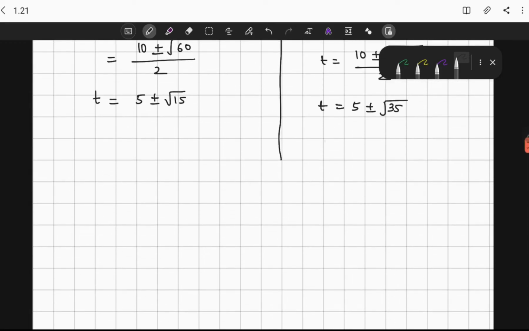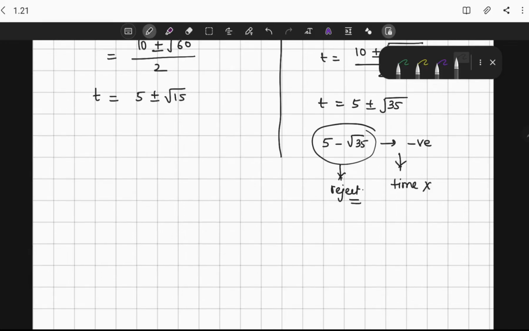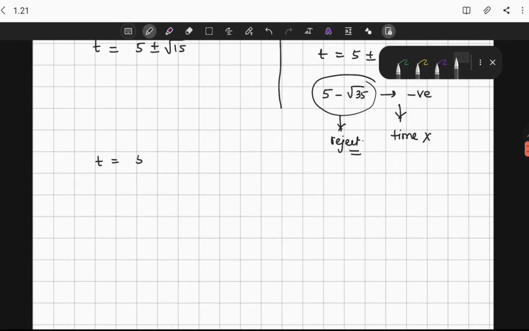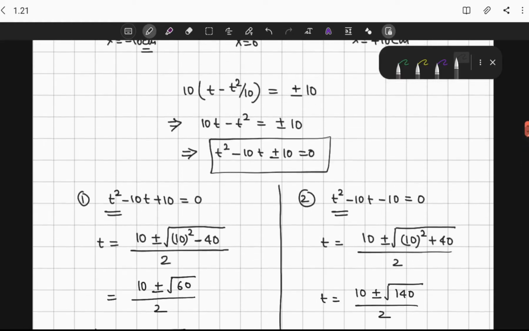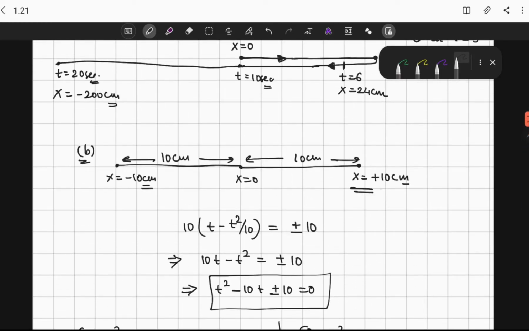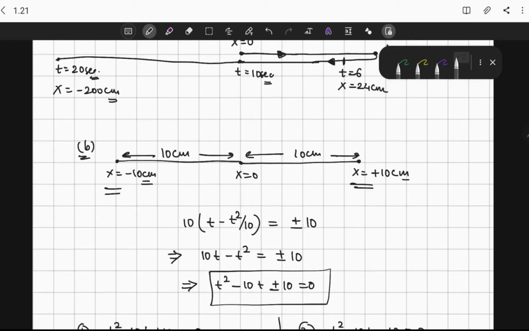And if we carefully look here, the value 5 minus root 35 is a negative quantity, and time cannot be negative. So we will reject this particular value. Now we have three values of time, that is t is equal to 5 plus root 15, 5 minus root 15 and 5 plus root 35. So these are the time instants at which the particle will be either at the position of x is equal to plus 10 centimeter or x is equal to minus 10 centimeter, or we can say that it is at a distance of 10 centimeter from the origin.